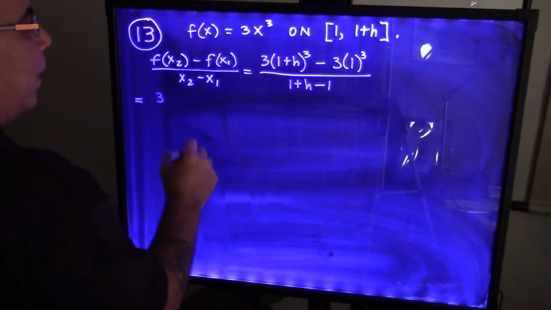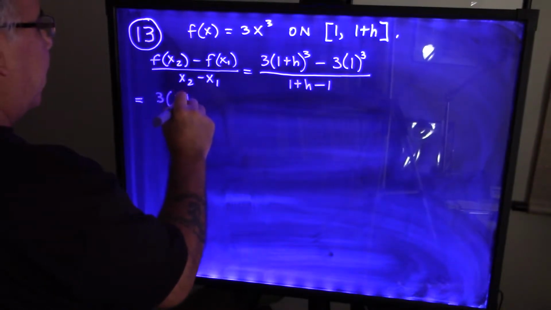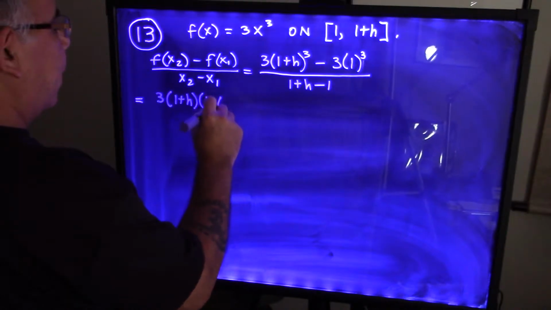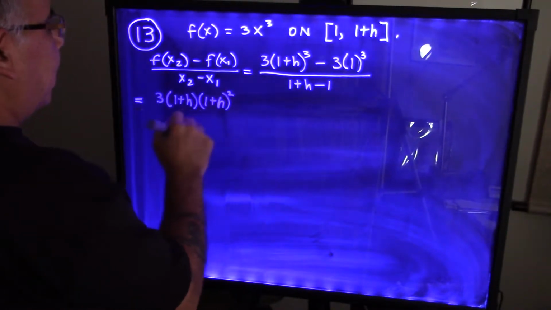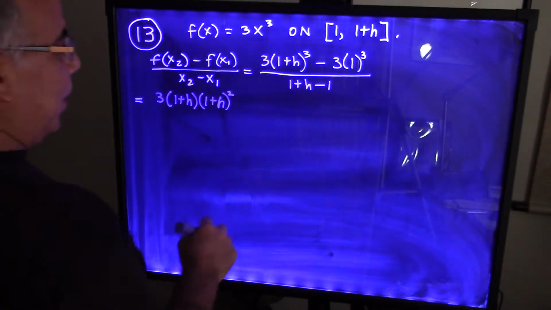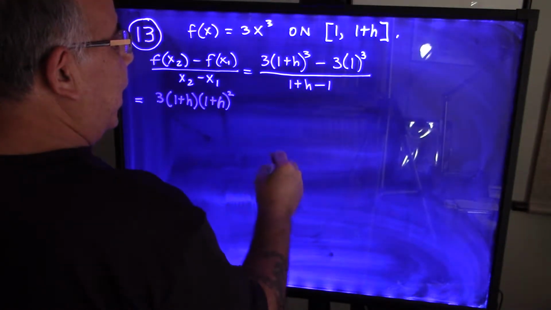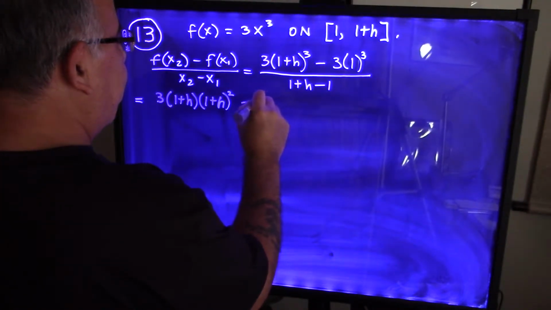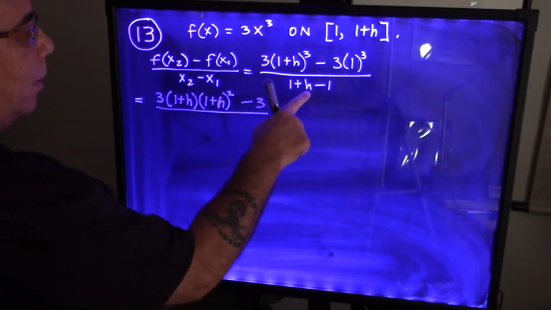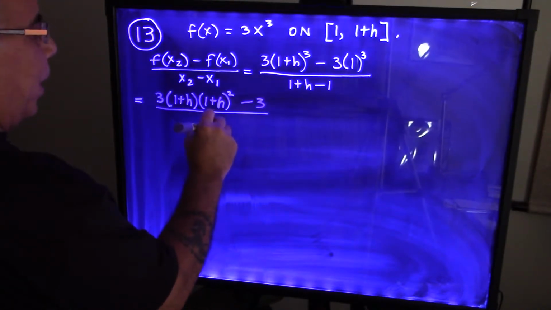So let's do that. So this is equal to 1 plus h times 1 plus h squared. That would multiply together, that would be 1 plus h quantity cubed. Alright, and then this is 1 cubed, which is 1. So all that is minus 3 there. And this is h down at the bottom. The 1's go away, 1 minus 1.